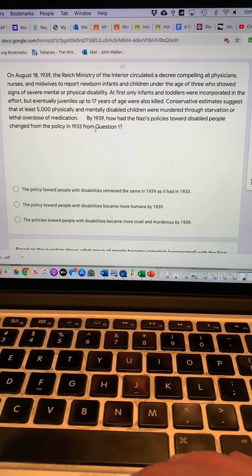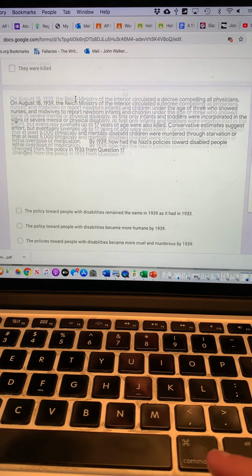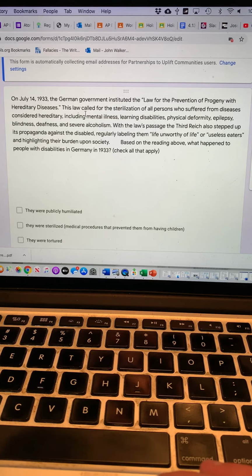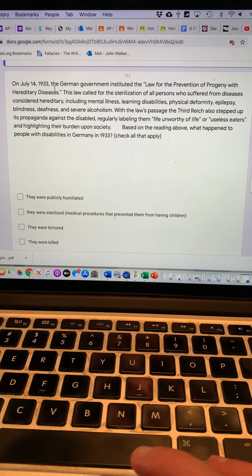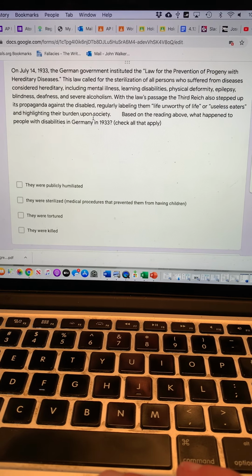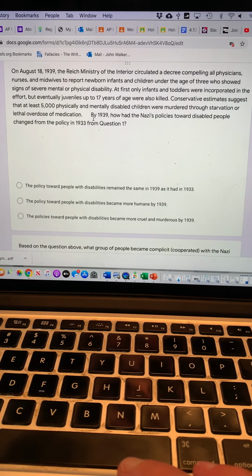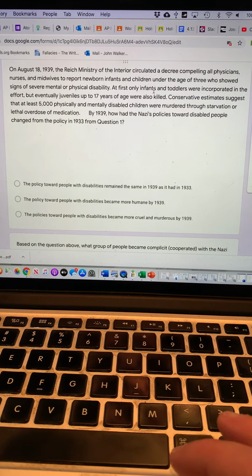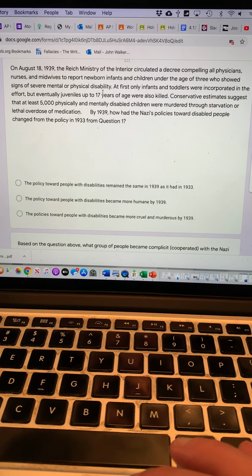By 1939, the question I wrote is, how had the Nazis' policies toward disabled people changed from the policy in 1933, from question 1? So here it is, there's propaganda against disabled people in 1933. There's also forced sterilization of disabled people. By 1939, what has changed? Well, here they are being identified and murdered.